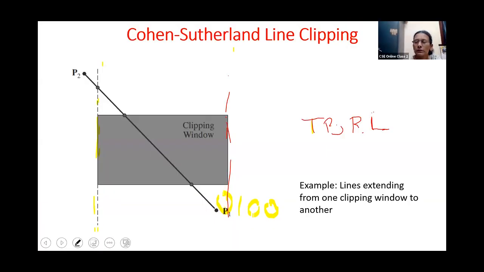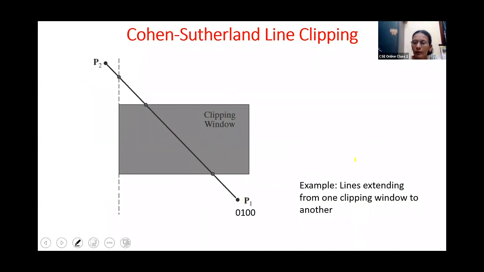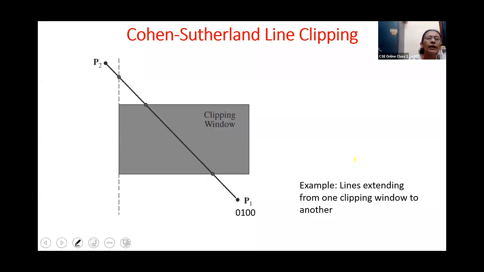Now calculate the code for P2. Most of the codes are right. The point P2 is to the left of the left boundary, so the bit is 1.